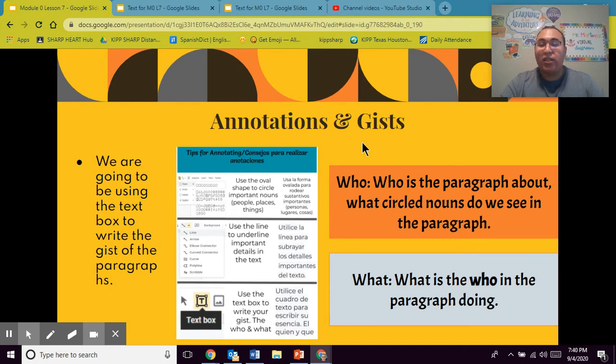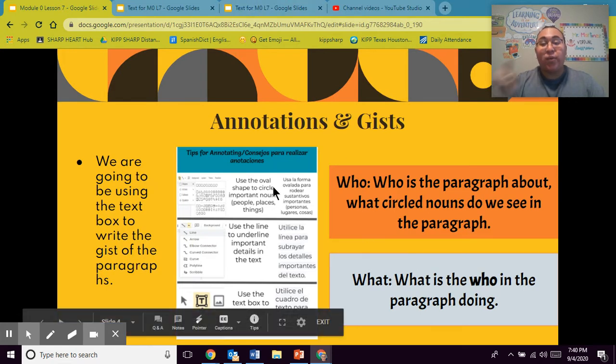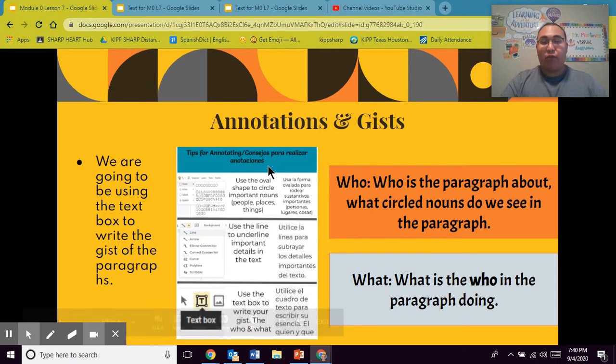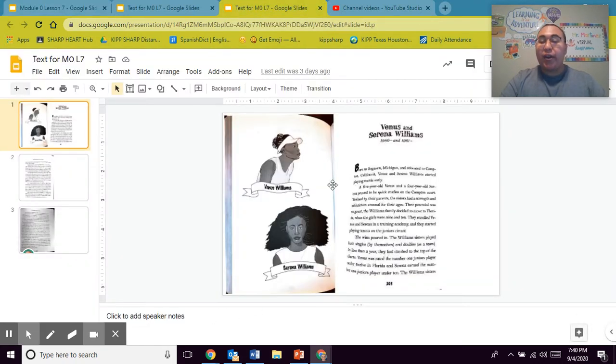Remember, gist means we're writing the who and the what of the paragraph. So make sure that you pay close attention as I model for you today. So here's my text again, and I'm going to reread pages 203 and 204 and model for you my annotations.